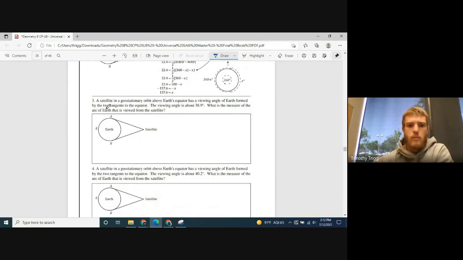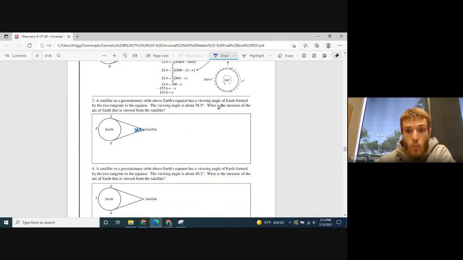Let's take a look at the question and what it's asking. It says a satellite in geostationary orbit above Earth's equator has a viewing angle of Earth formed by the two tangents to the equator. The viewing angle is 38.9 degrees. So the viewing angle of the satellite is right here. That's 38.9 degrees.